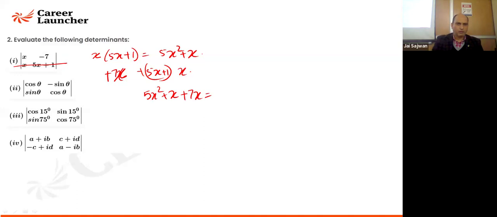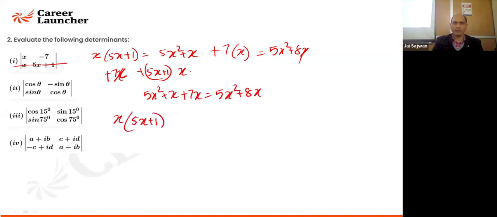Okay. Sorry, this was for the first row, that was done. Plus one more thing will come, this minus 7 becomes plus 7 into x, so this will become 5x square plus 8x. You can check it out here. 5x square plus 8x. Do you agree with it? I'll take the whole row. Ma'am, first will be x, 5x plus 1 will come, then the minus sign will come, minus minus will become plus into x. So if you open it, it is 5x square plus 8x.